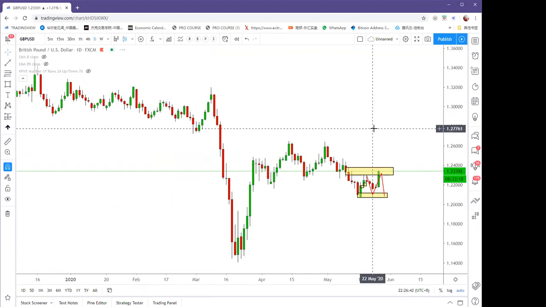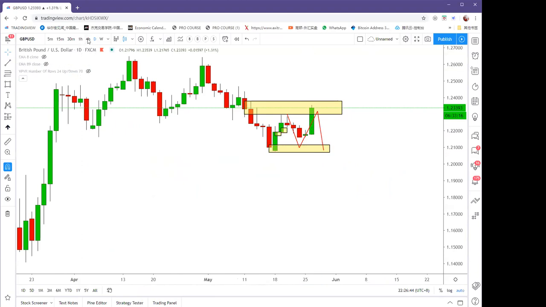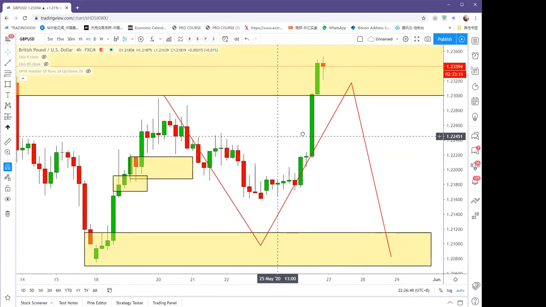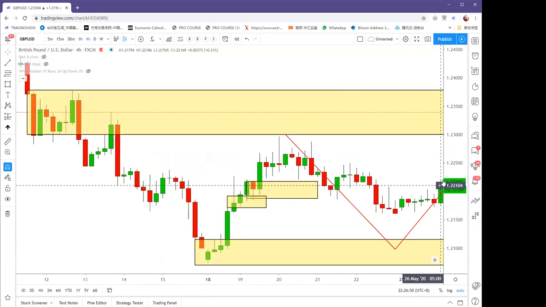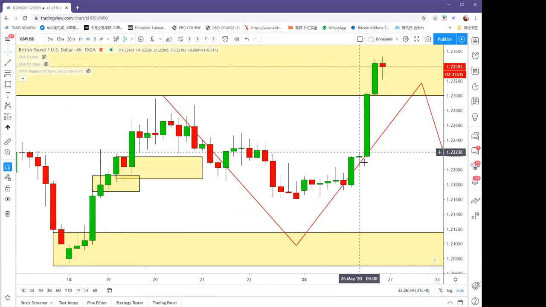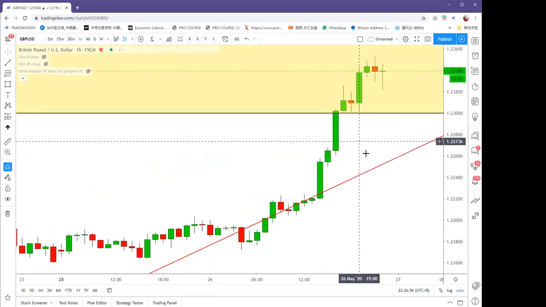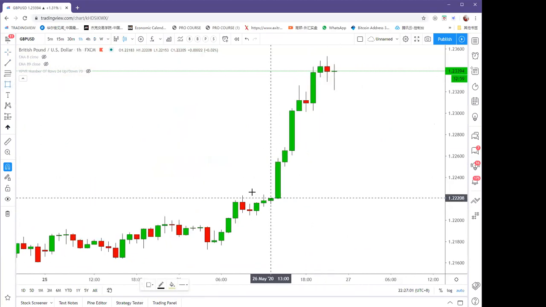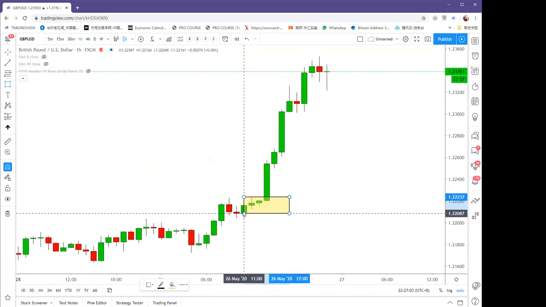Sterling has a very nice rally today. Let's go to the 4-hour chart. We have this beautiful Marubozu bar here, which breaks this minor resistance and then keeps rallying. And on the 1-hour chart, there are many inside bar trading ideas here.